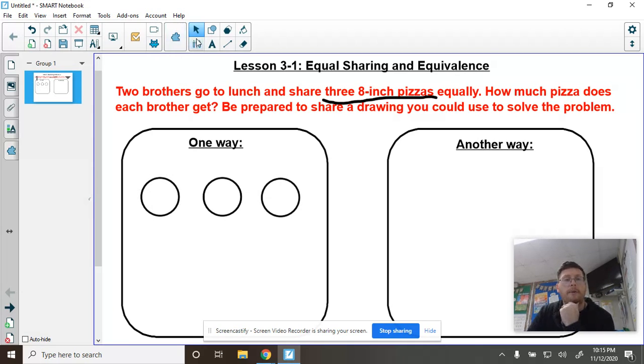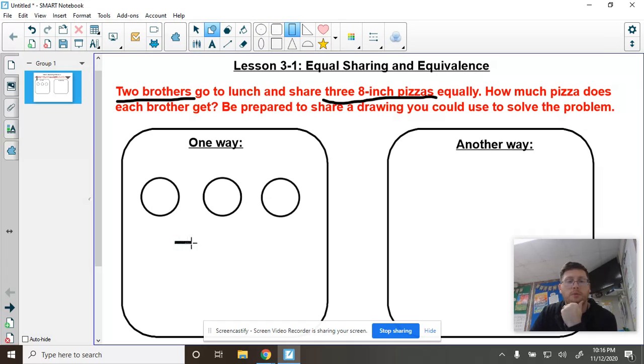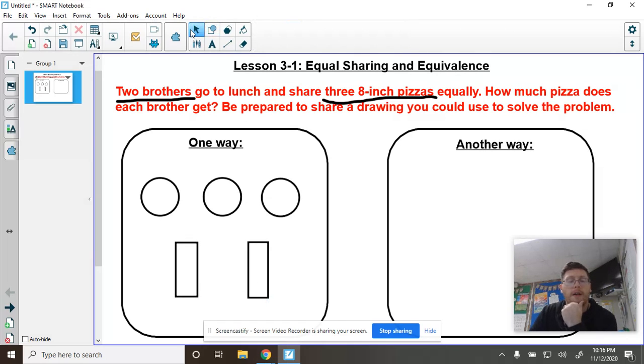All right, how many brothers do I have? Yes, I have two brothers. So with this, I'm going to use a shape. We're going to use the rectangle to represent each brother. There's one brother and another brother. If there's two brothers, I have to see, first off, is there a whole pizza that I can give to each brother? In this case, yes, there is a whole pizza that I can give to each brother. So this could be for brother one, and this could be for brother two.